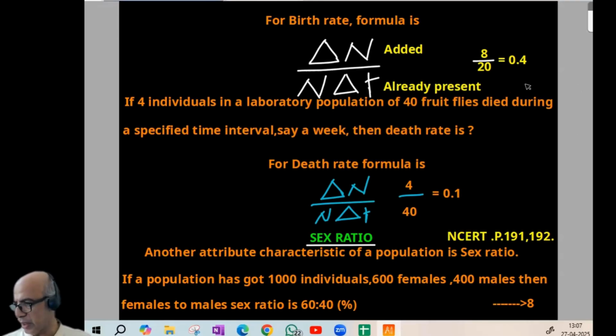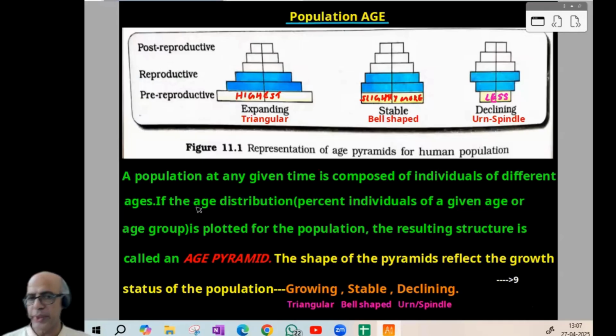So each attribute is coming. Population age. A population at any given time is composed of individuals of different ages. If the age distribution, that is the percentage of individuals of a given age or age group, is plotted for the population, the resulting structure is called an age pyramid.